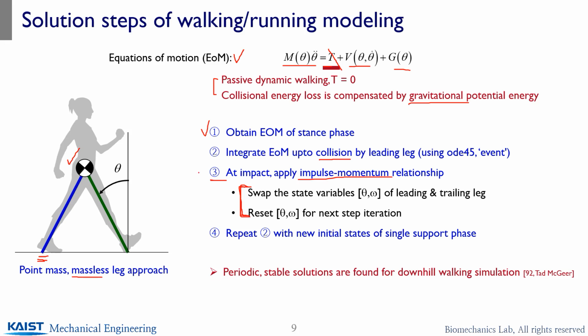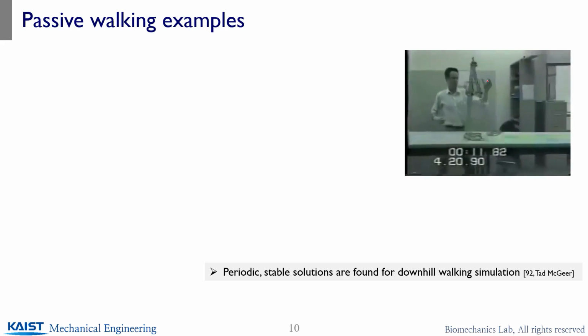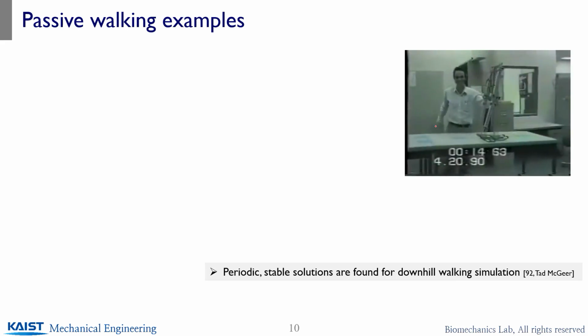And the question is, can these steps guarantee a periodic gait, or even a stable gait? In 1992, Ted McGeer mathematically and experimentally showed that, without control, in a 100% passive manner, you can generate periodic and stable gait solutions. That's what we are going to work on in this chapter. This is Ted McGeer's passive dynamic walker. There's no motor, nothing, only an aluminum rigid body structure, and it walks downhill pretty well in a periodic manner. So that's what we are going to study.